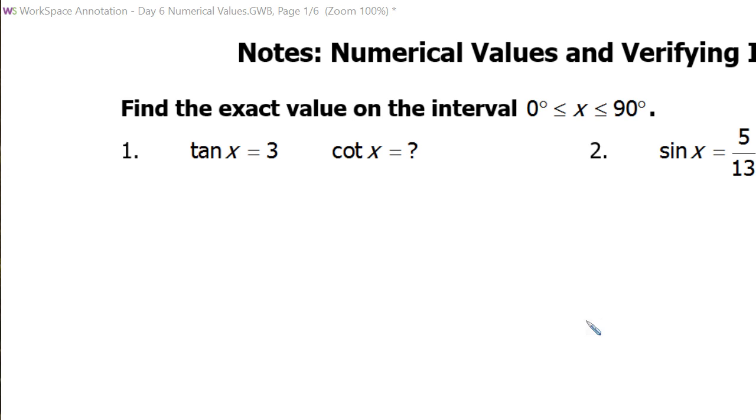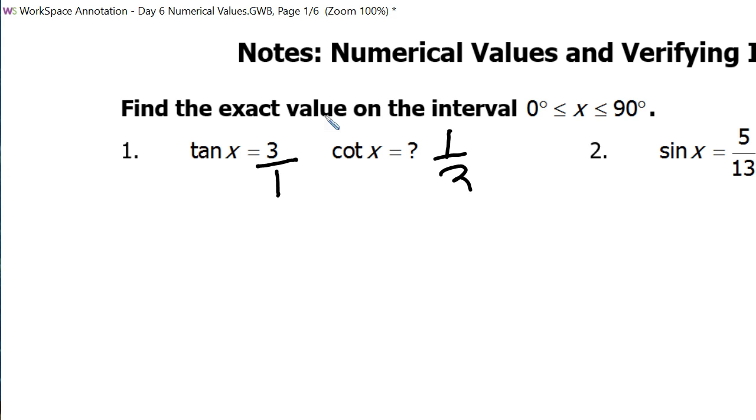So notice with problem number 1, they gave us that tangent of X is equal to 3. And they're asking us to find the cotangent of X. So if the tangent is 3 over 1, cotangent would be the reciprocal. And what would the cotangent of X be? 1/3.